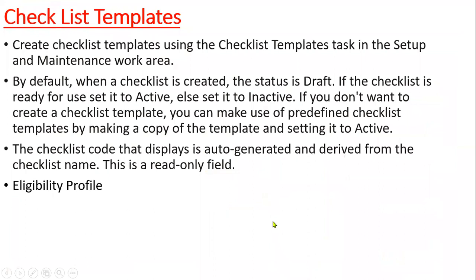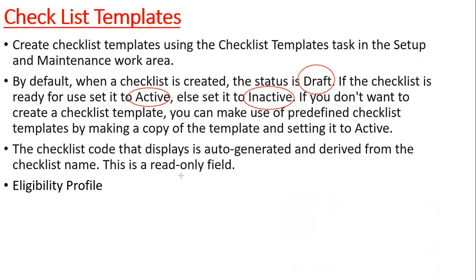We can also create a checklist template using the checklist template task in Setup and Maintenance, meaning from the FSM environment. Whenever a checklist is created, by default the status will be draft. If we want to use it, we have to activate it, and after some time, if we don't want to use it, we can inactivate it. If you don't want to create one, you can make use of predefined checklist templates by making a copy of the template.